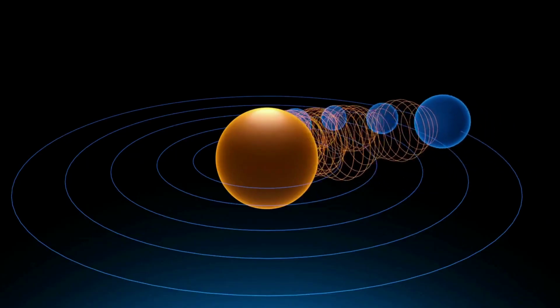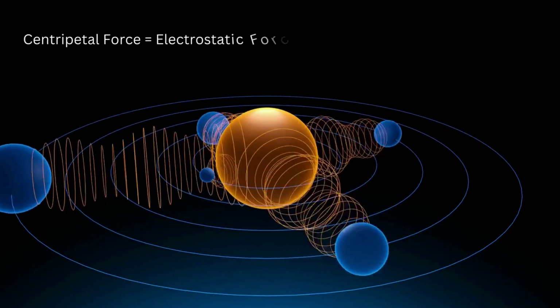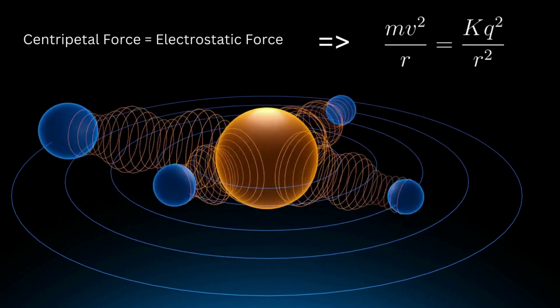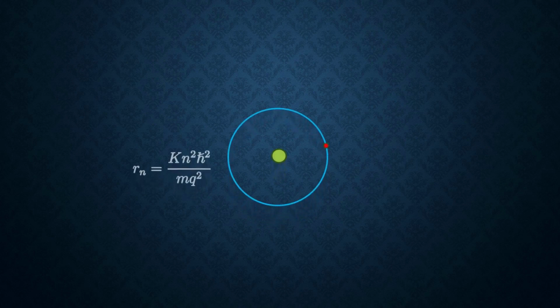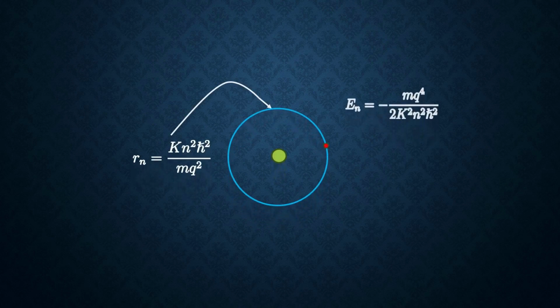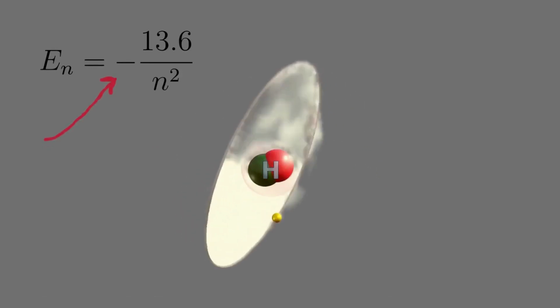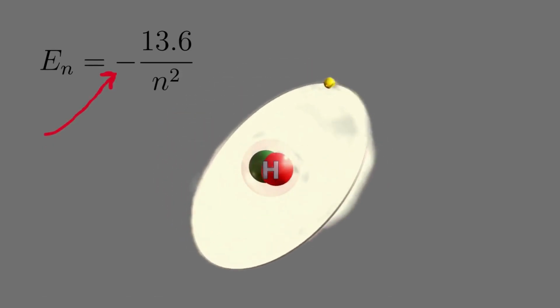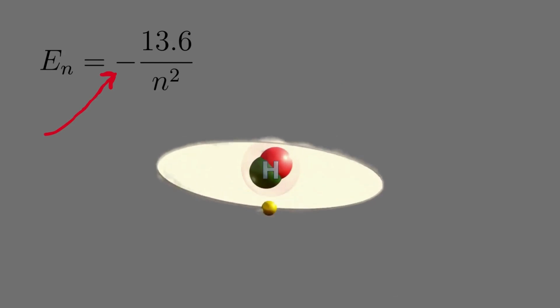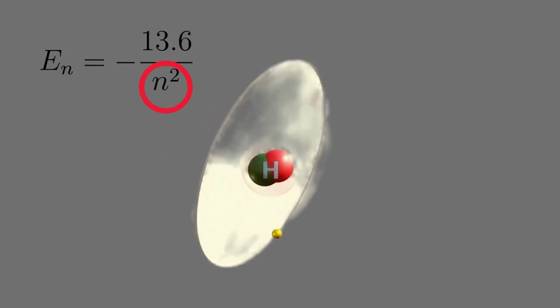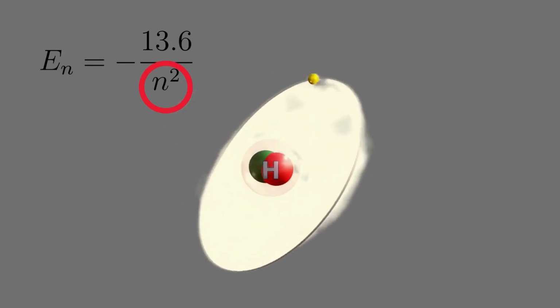The centripetal force required to move an electron around the nucleus is provided by the electrostatic force between the nucleus and the electron. Using the two equations, one can find the radius of a particular orbit and the energy of the electron in that orbit. For the hydrogen atom, the energy of the nth orbit is given by the following. The negative sign in the relation indicates that the electrons are bound to the nucleus. Also, because of the square term in the denominator, the energy reduces as the electron moves away from the nucleus.